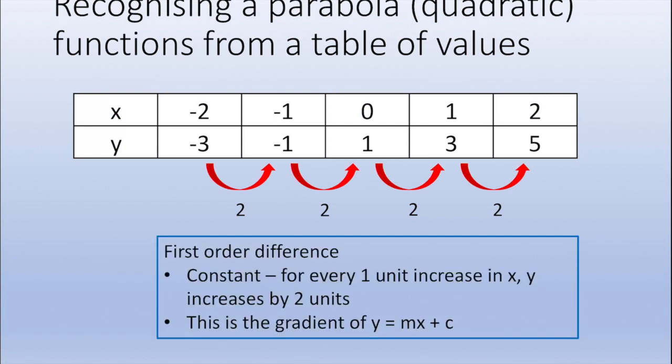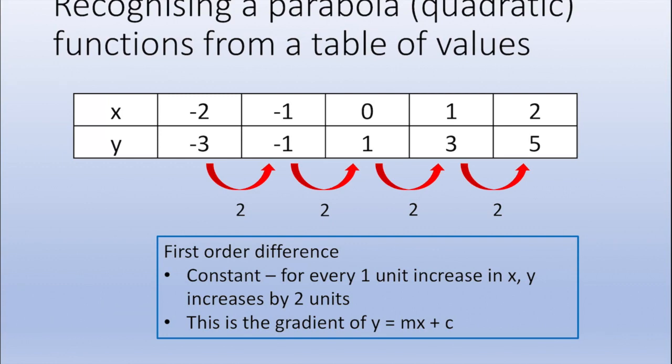So this is called the first order difference. When it is constant, in this case, you can see that for every 1 unit increase in x, y increases by 2 units. And this actually is a linear function. And the first order difference in this case, 2, is actually the gradient of y equals mx plus c.